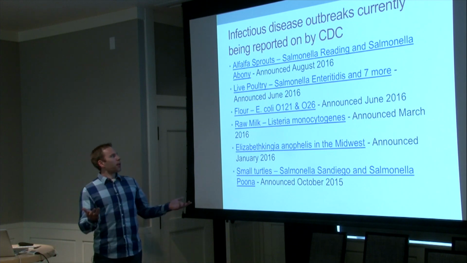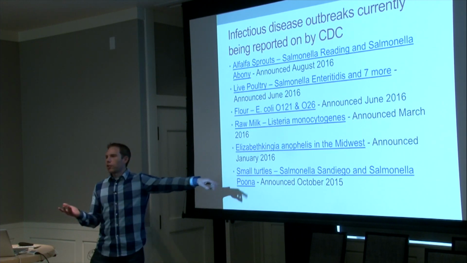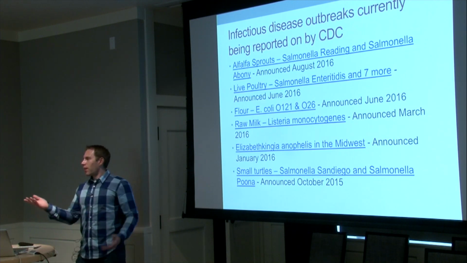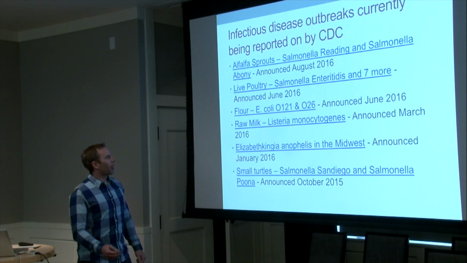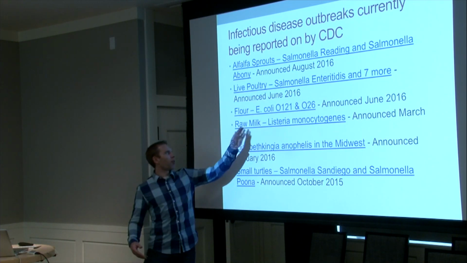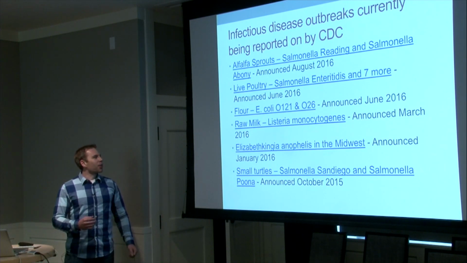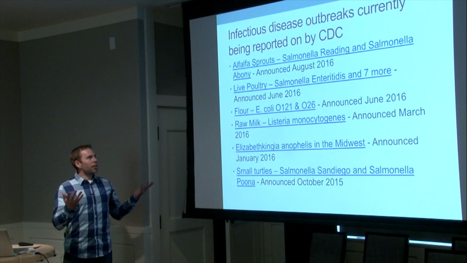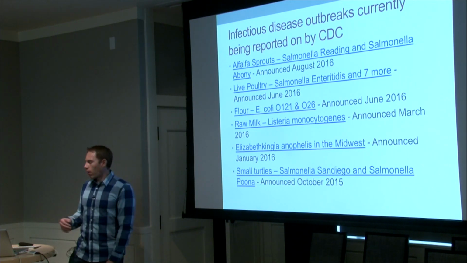There's quite a few of them, and you may notice that pretty much all of them are related to food. There's something about small turtles. I guess that's not food, maybe, I don't know. But most of these look like they're food related. There's different kinds of salmonella, there's E. coli, there's listeria from raw milk, which is really tasty if you haven't tried it, but you've got to be careful with that. So disease outbreak is a problem not only in developing countries, but it's still a problem here.